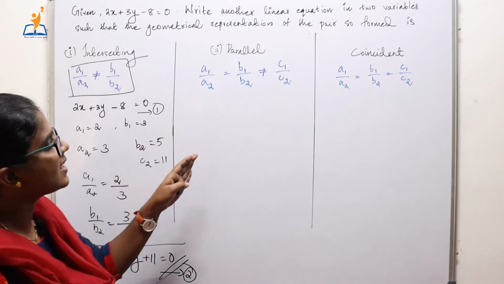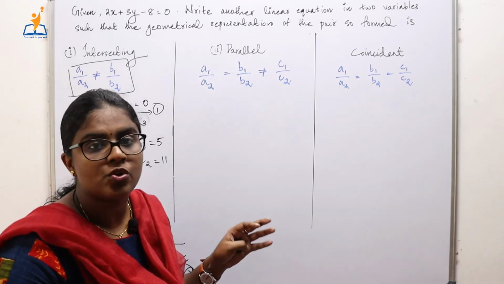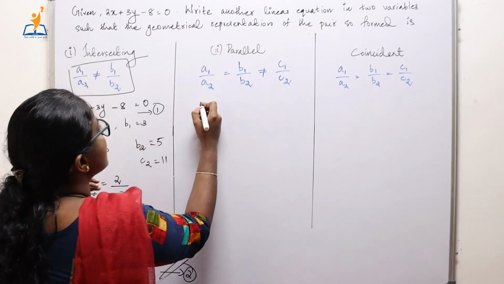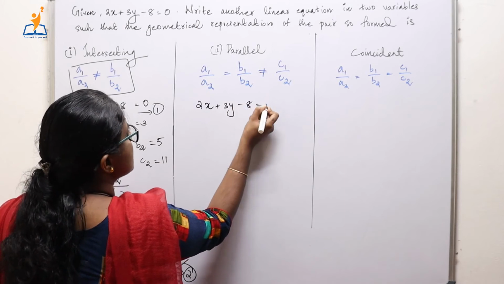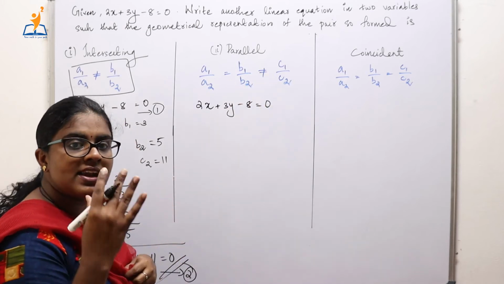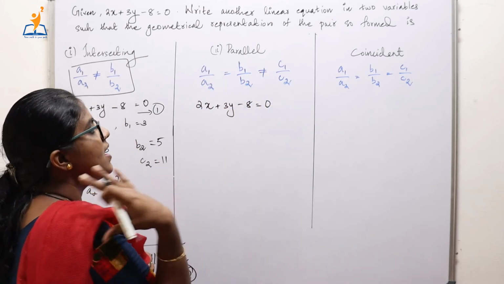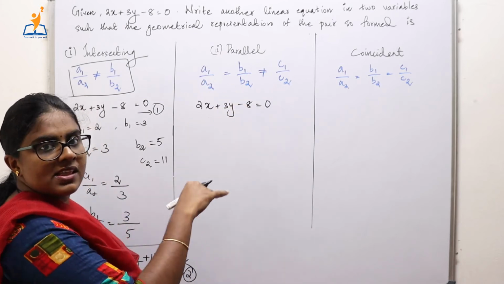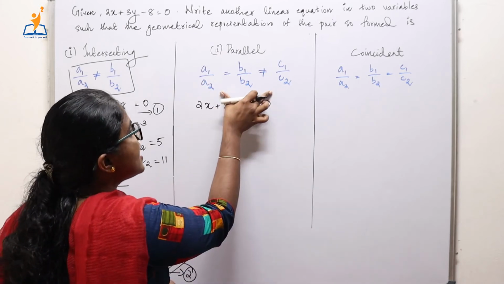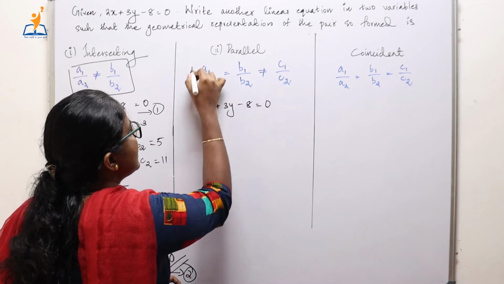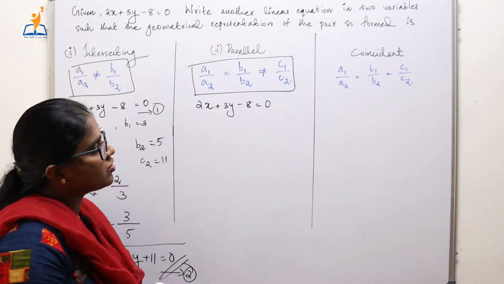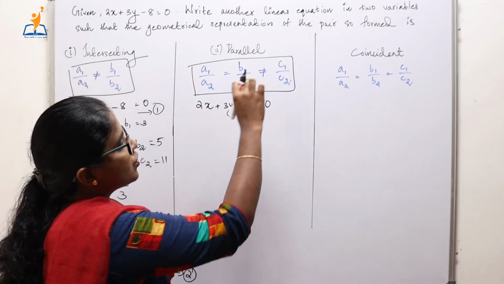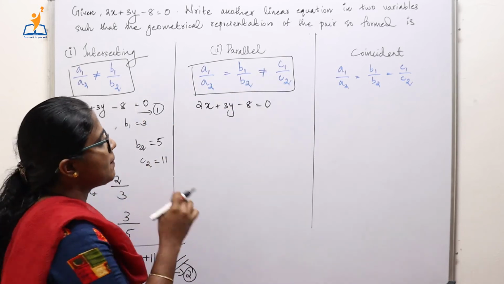Now the next condition is that the lines should be parallel. Here also the given line is 2x plus 3y minus 8 equals 0. We want to find another line such that the lines will be parallel in the geometrical representation. For that we want the condition that a1 by a2 should be equal to b1 by b2, but those two ratios should not be equal to c1 by c2.